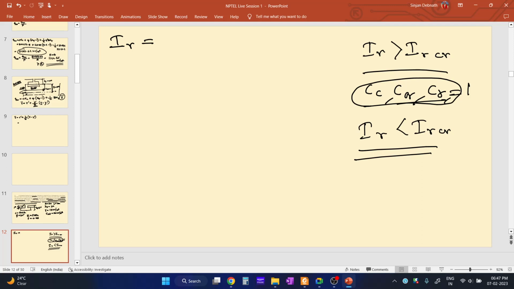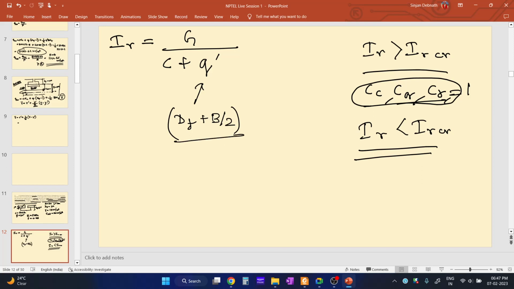So I hope you have understood what I'm trying to say. Yes, sir. So what is IR? IR is equal to G, the shear modulus of the soil, divided by C plus q dash, where q dash is the effective surcharge at depth Df plus B by 2. Df means the depth of the foundation, plus breadth of the foundation by 2. We need to find the effective surcharge at this depth, and q dash into tan phi.